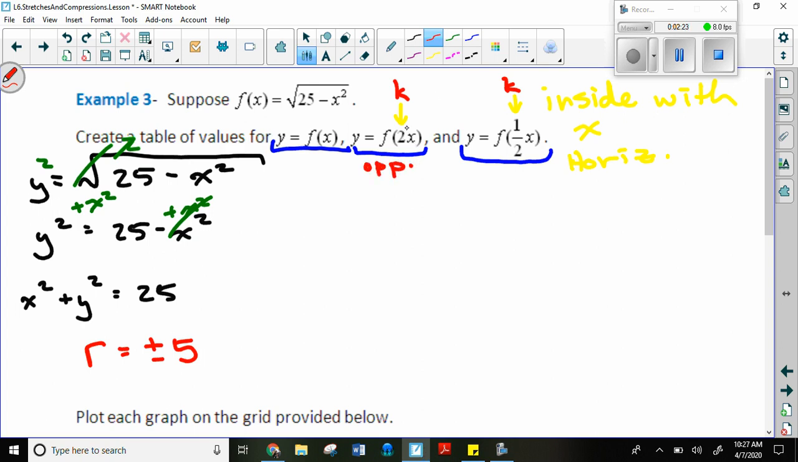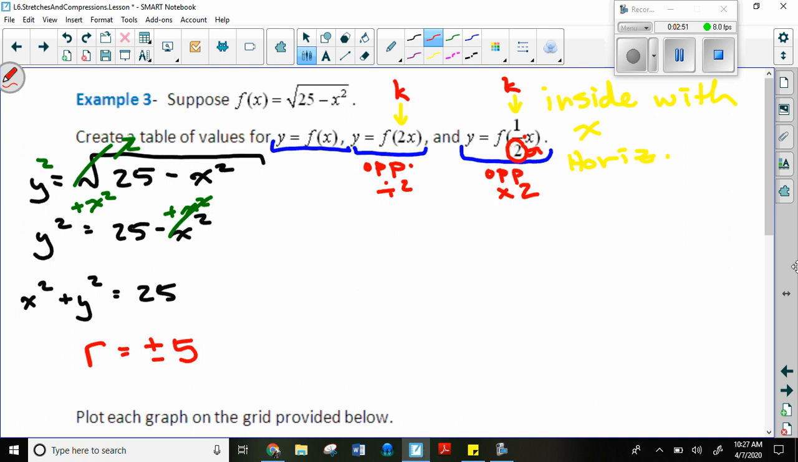Now normally, this looks like x is being multiplied by 2. We're going to do the opposite. We're going to divide by 2. And here, this looks like x is being multiplied by a half. We're going to do the opposite. We're going to divide by a half, which is the same as multiplying by 2. So you just take whatever's in the denominator and you multiply it by the x.